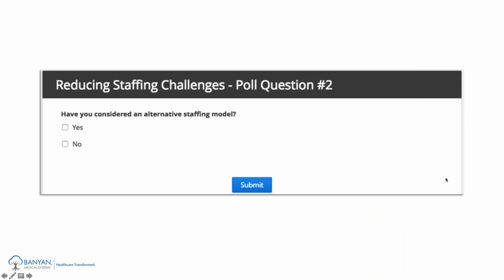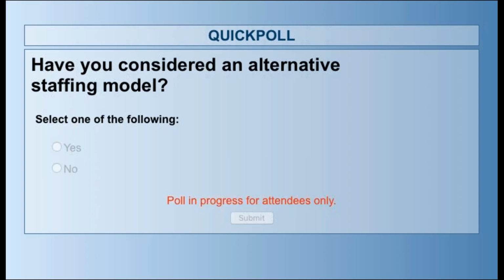So poll question number 2 is, have you considered any alternate staffing models? It's just a yes/no question, but we're interested to hear if you guys are struggling with these things. It looks like, you know, if you're 10 to 15% short or open positions or short on nurses, what are you doing about it? And we're assuming that, yeah, 89% have considered some of that, which is pretty much expected in that question.